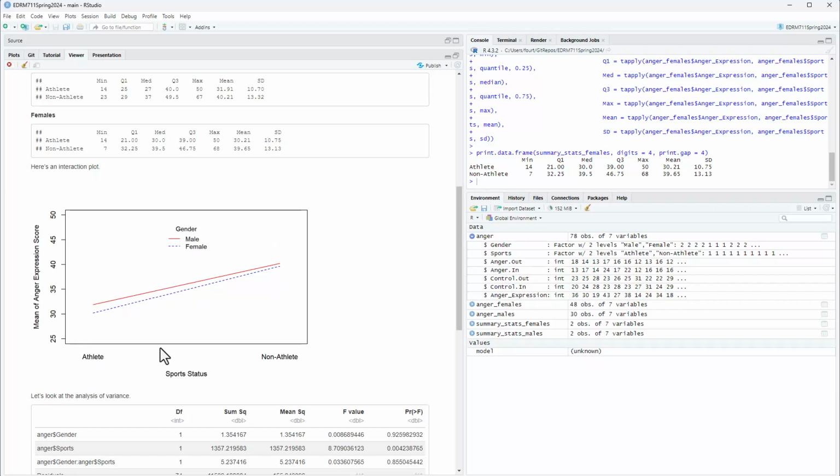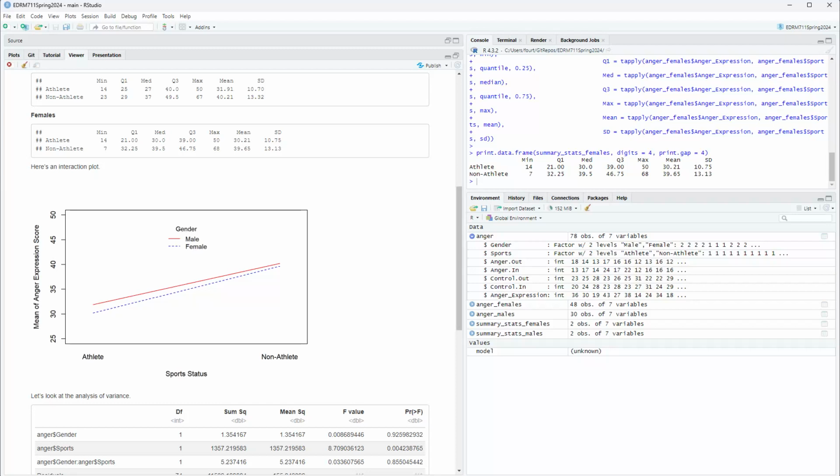Why not? Because the male and female scores are very similar for athlete and non-athlete. So it doesn't seem to matter whether it's an athlete or a non-athlete. The difference between male and female: male has slightly higher anger scores, but just slightly higher, and it doesn't matter whether it's athlete or non-athlete.